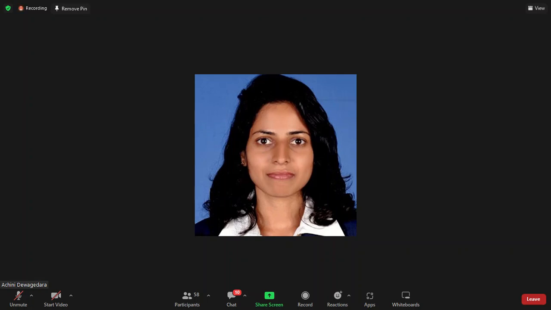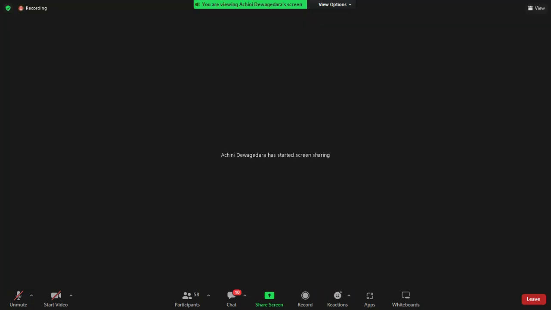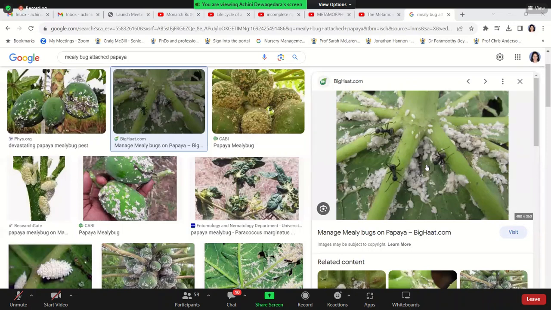Look at this. Mealybugs also produce honeydews. Here you can see ants are also living with these mealybugs, because ants come for that honeydew. And when ants move from one tree to another, they spread these insects also, right?